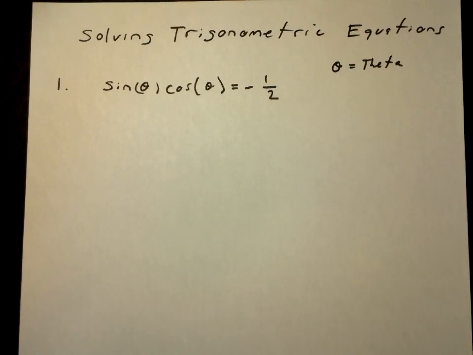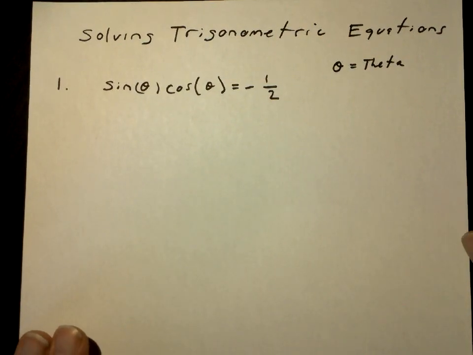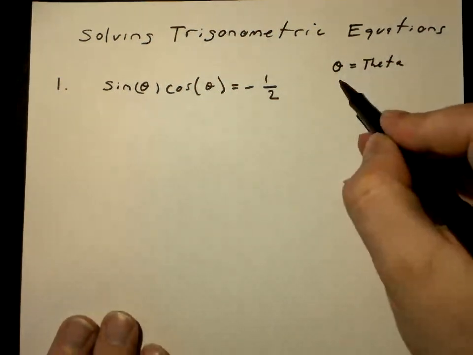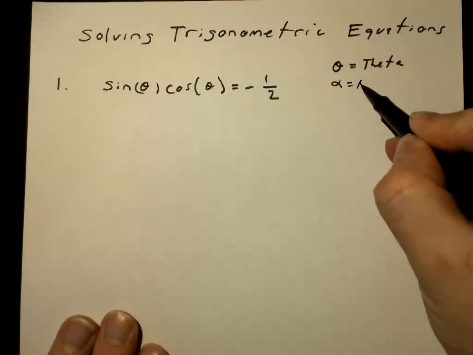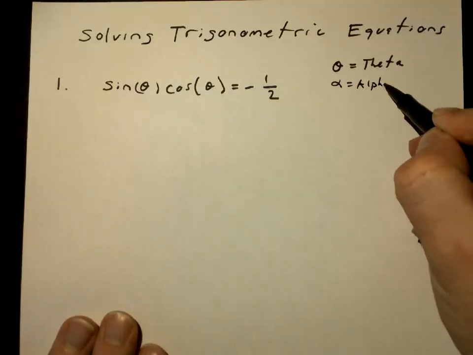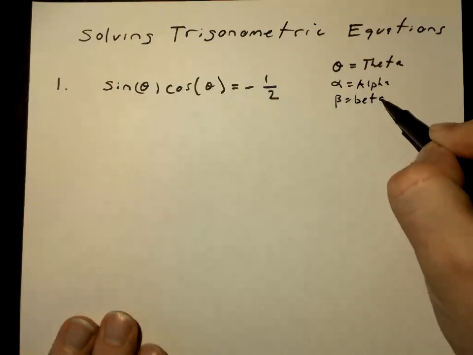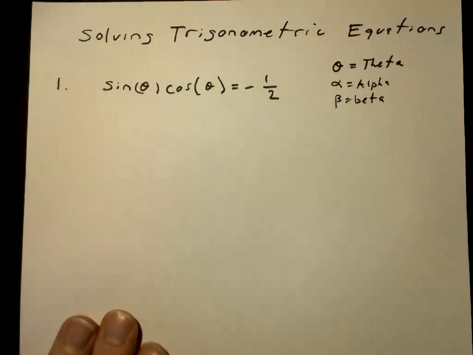All right, so solving trigonometric equations. Remember, theta is our angle. You can also use alpha if you like. You can also use beta. These are just the angles that are nestled in sine and cosine.